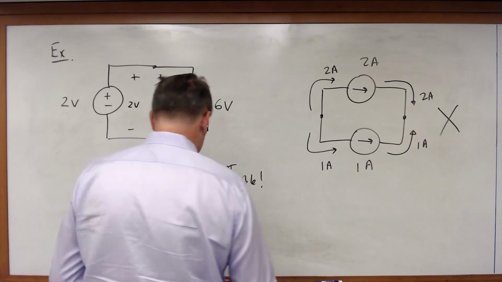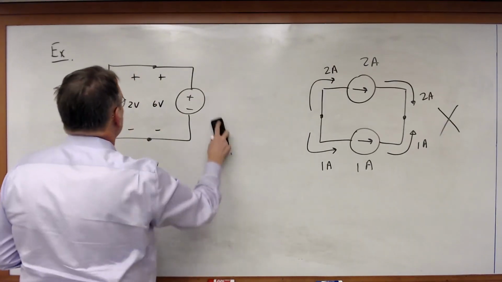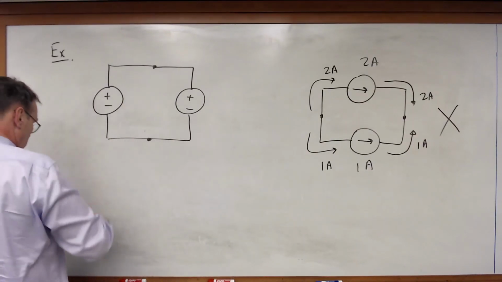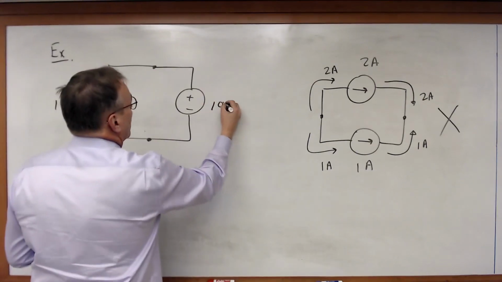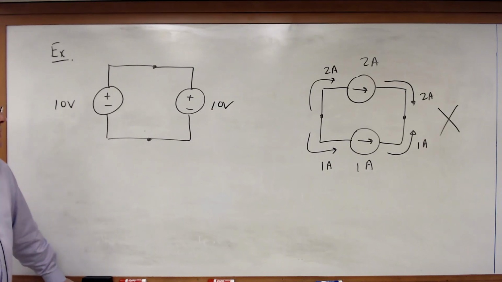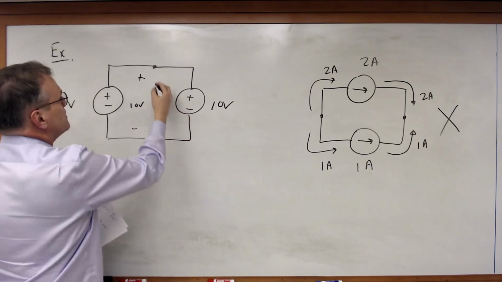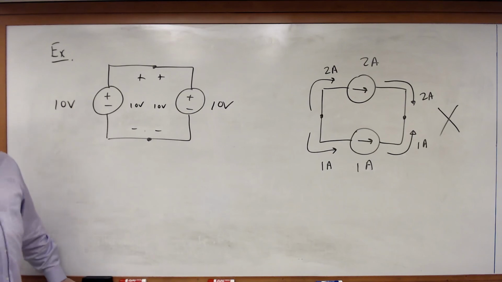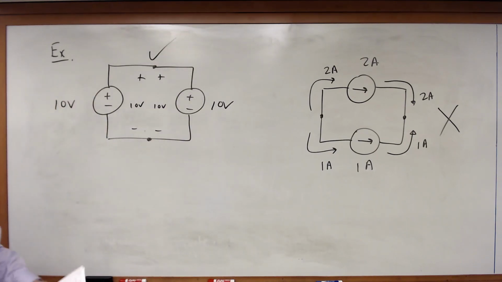But what if I do this? Is this physically realizable? Well, in this case, this source says we've got 10 volts. This source says we have 10 volts. They agree. 10 is equal to 10. That is a circuit you can build. That is a realizable circuit.